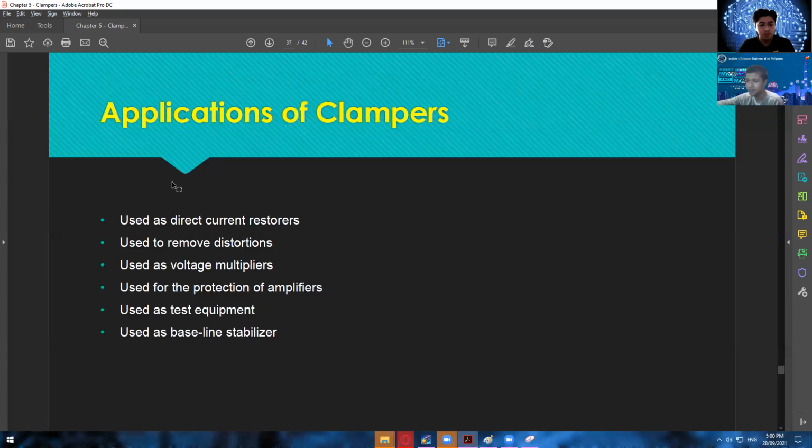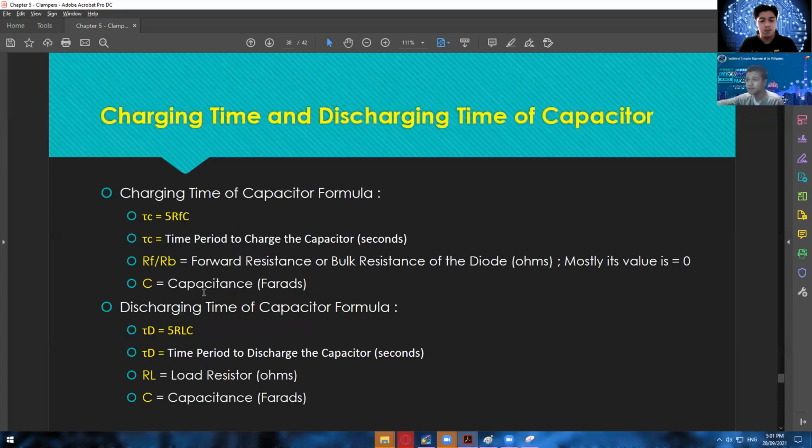But before that, here are the applications of clampers. So this one is used as direct current restorer, used to remove distortions, used as voltage multipliers, used for the protection of amplifiers, used as test equipment, and then used as baseline stabilizer. Okay, and let's now proceed to the tau.